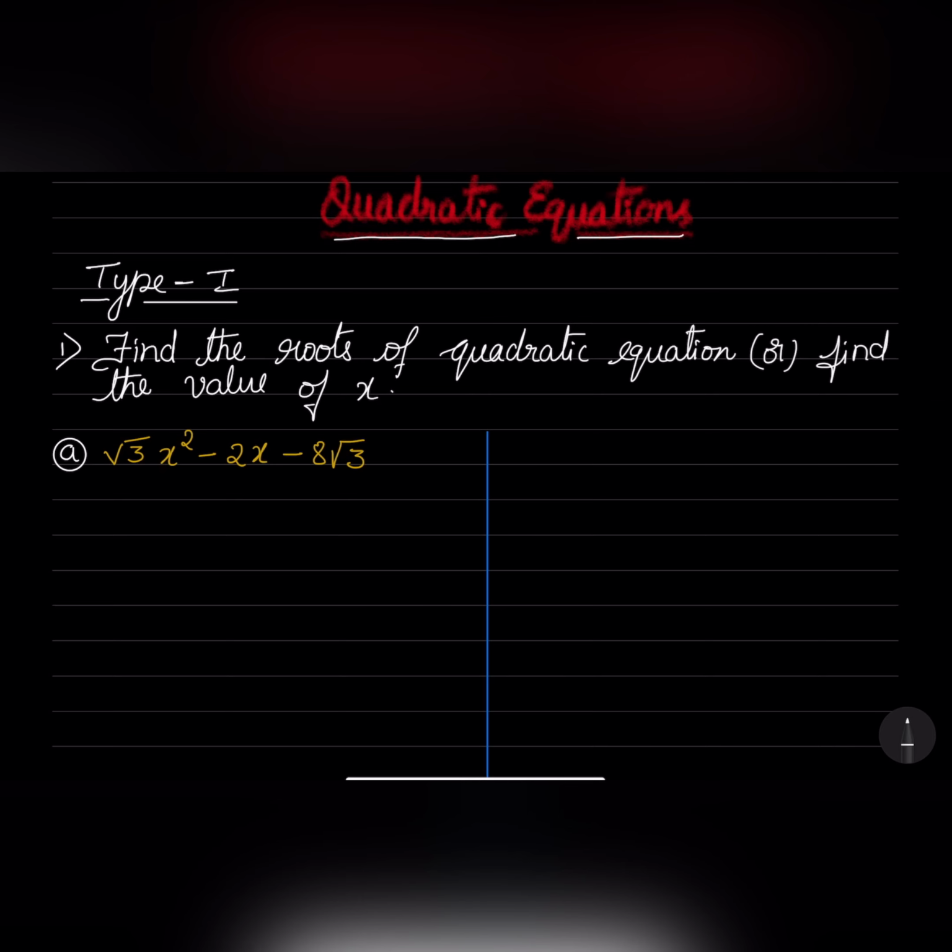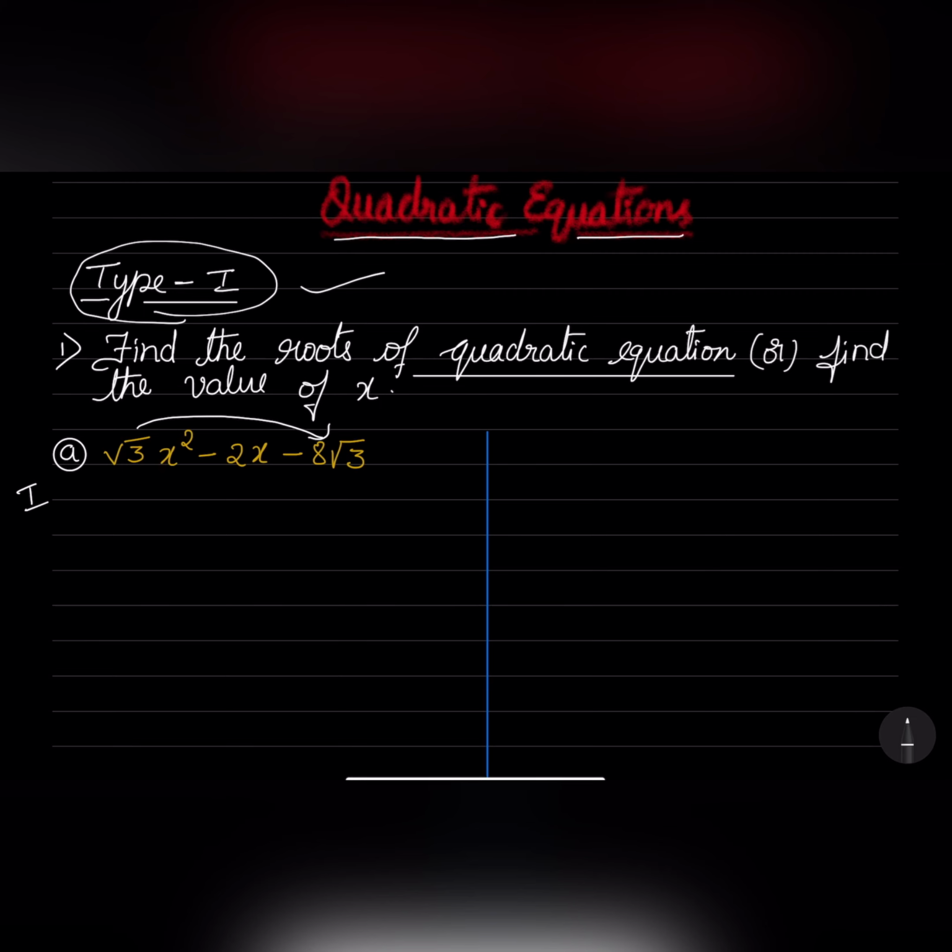So let's start. The first type of question is: find the roots of a quadratic equation, or find the value of x, which is the unknown term. The first one is root 3 x square minus 2x minus 8 root 3. So type 1 asks to find the roots of quadratic equations, and we can do this by two methods. Let us take a look at the first method.